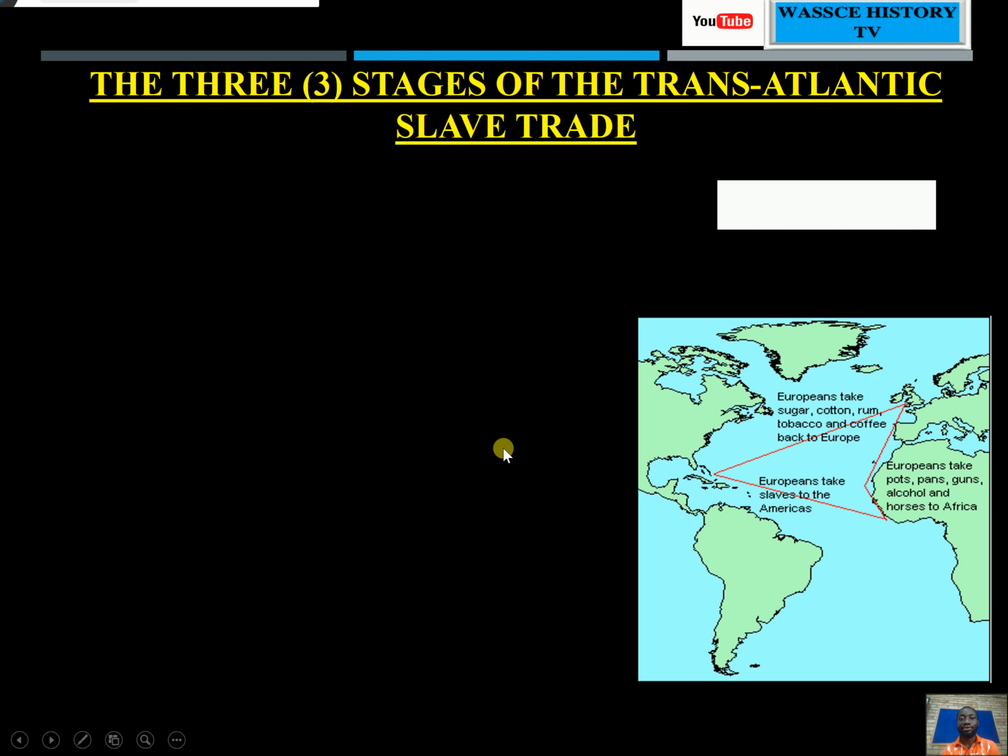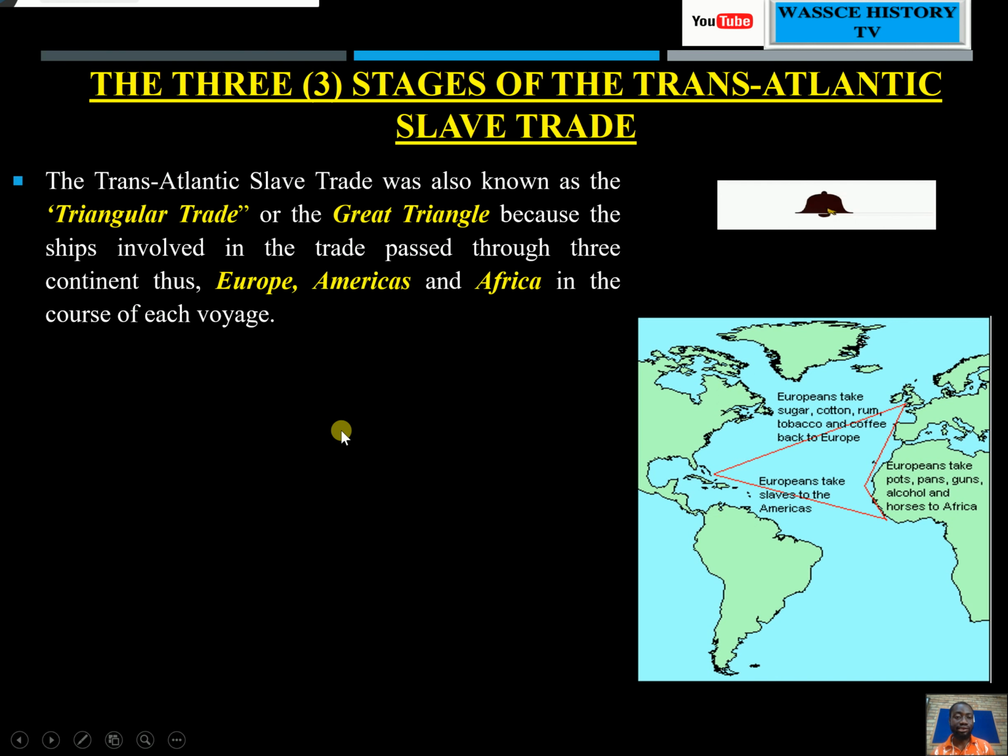So let's look at the reasons why the slave trade later became known as the triangular trade, or the three stages of the slave trade. As I have said earlier, it became known as the triangular trade, or the Great Triangle, because the trade passed through three continents. These three continents were Europe, Americas, and what? Africa. So this is Europe up here, this is Africa over here.